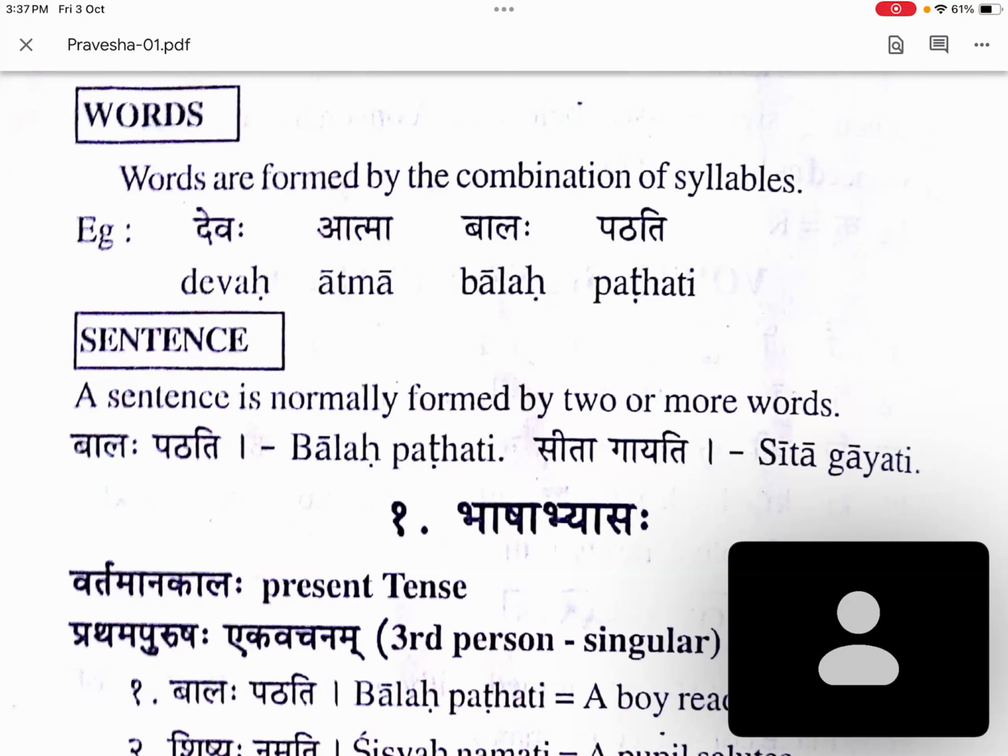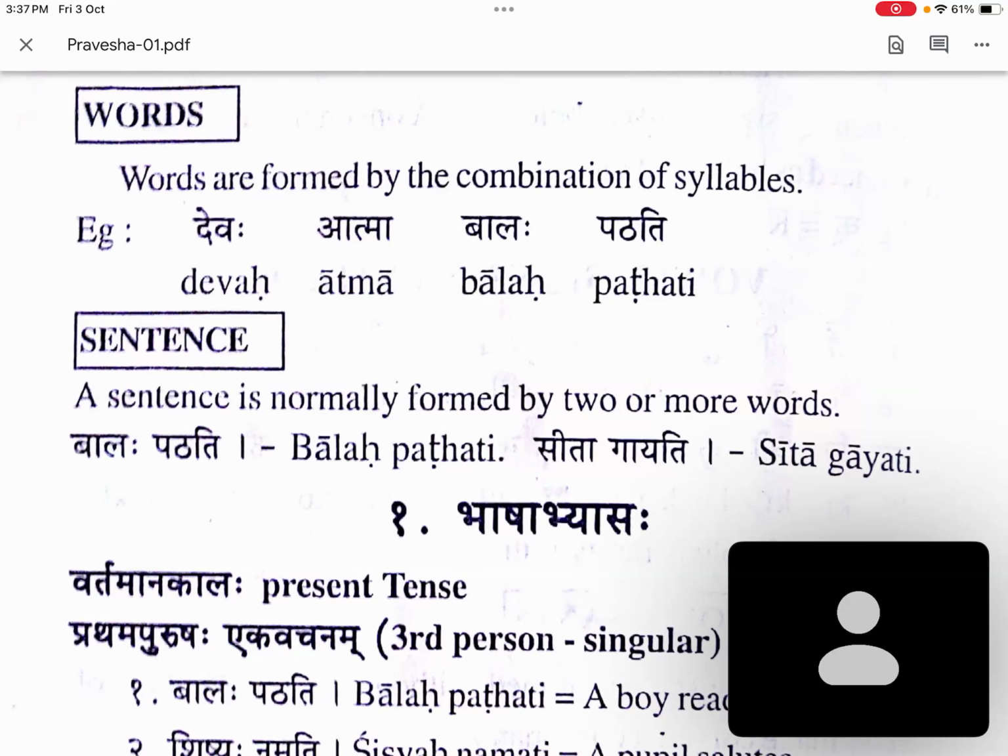Devaha. See the next one. Tu. Only half is there, so we must keep it as tu. Then ma, with a line after that, so it is ma. So atma. Then what is the next one? Ba. Then there is a line after that, so it is ba. Then that one is la.